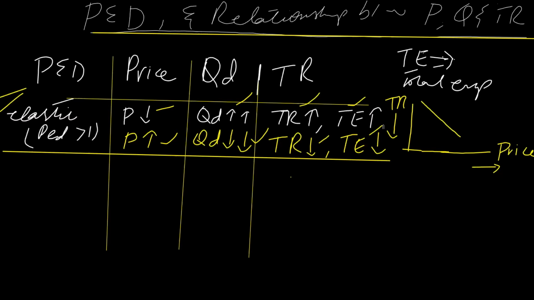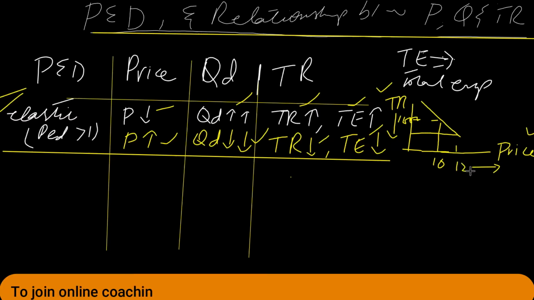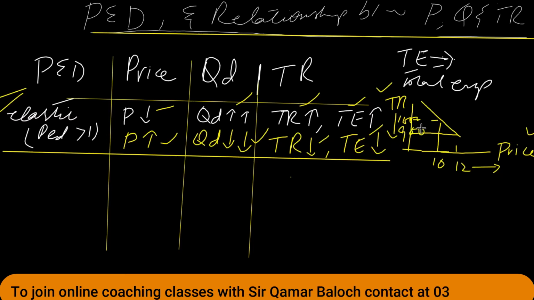And the relationship between total revenue and price can be shown with this: whenever there is elastic demand, if we increase price, total revenue will fall. For example, if initially price was, let's say, $10 and we were getting 1,000 revenue, and now if we increase price from $10 to $12, total revenue may fall to 900. So this is the graph which shows the relationship between total revenue and price in case of elastic demand.